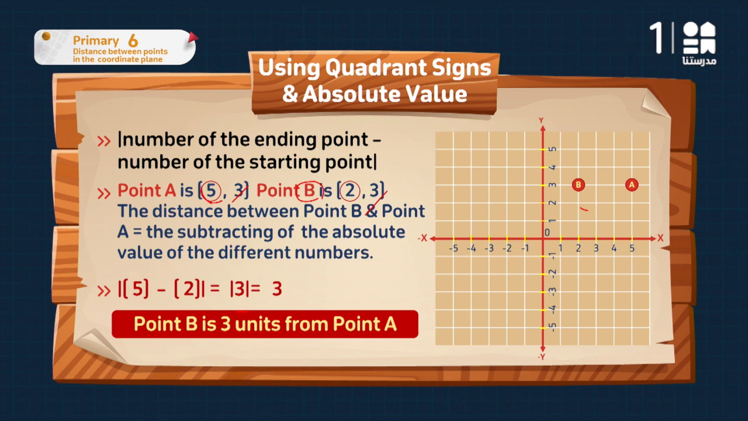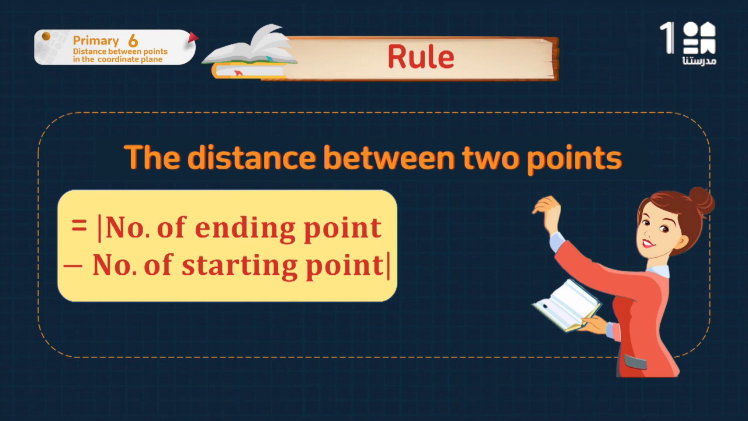تعالوا كده نعدها على الكوردينيت. ادي 1 2 3. It's always 3 positive. طب لو انا عايزه اتكلم على distance between 2 points in the coordinate plane، تعالوا كده الرول أول حاجة لازم نعرفها ونحفظها كويس قوي. The distance between 2 points أنا بعمل ال number of ending minus number of starting في ال absolute value. I'm finding the absolute value of ending minus starting. دي rule we must study very well.